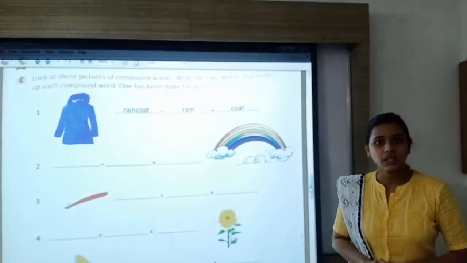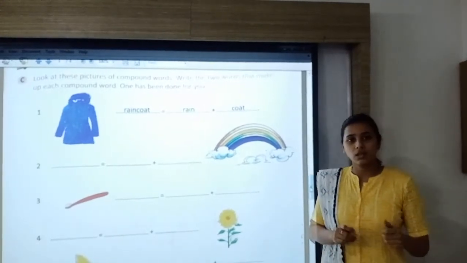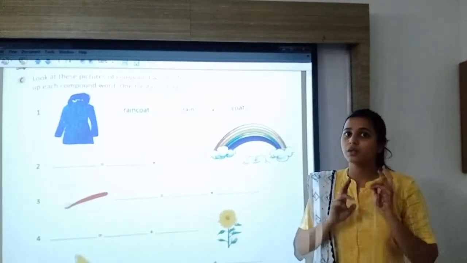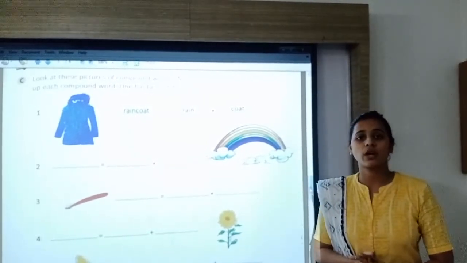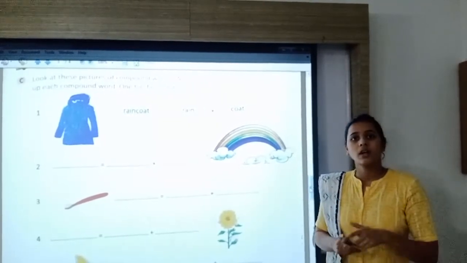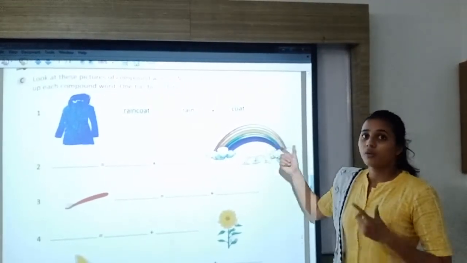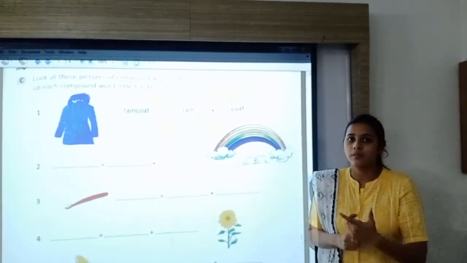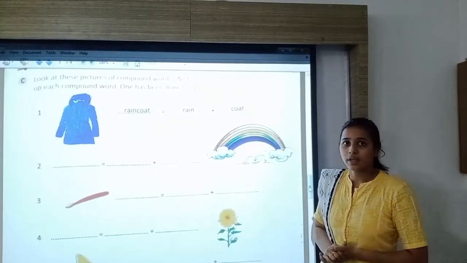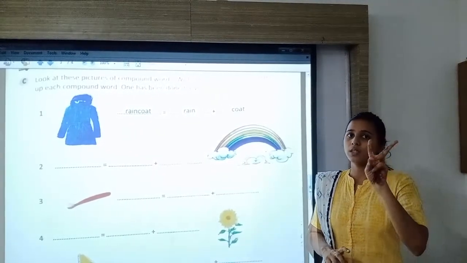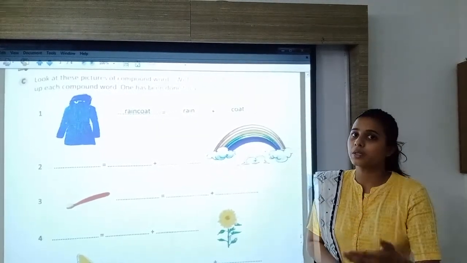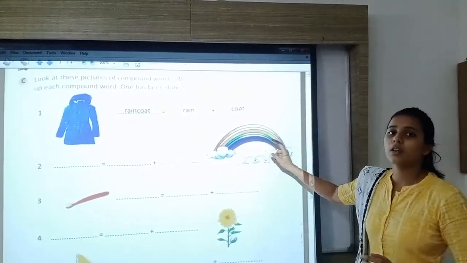Rain, that means barish, and bow, that means dhanush. These both are two different words with two different meanings. But if we join these two different words together, it will make a new word which is known as rainbow, which again has a new meaning, that is Indradhanush. So in this way, if we add two different words with two different meanings, a new word will be formed with new meaning, that is called compound word.